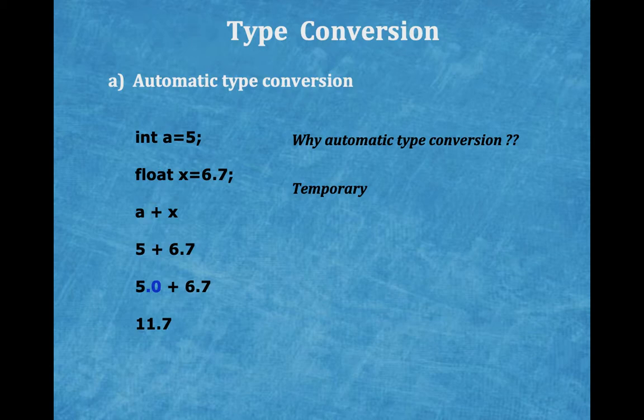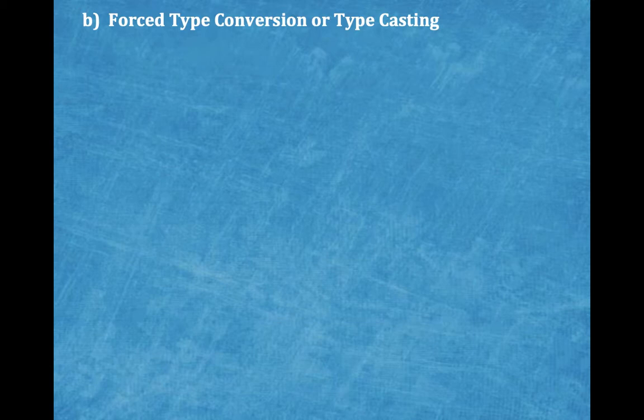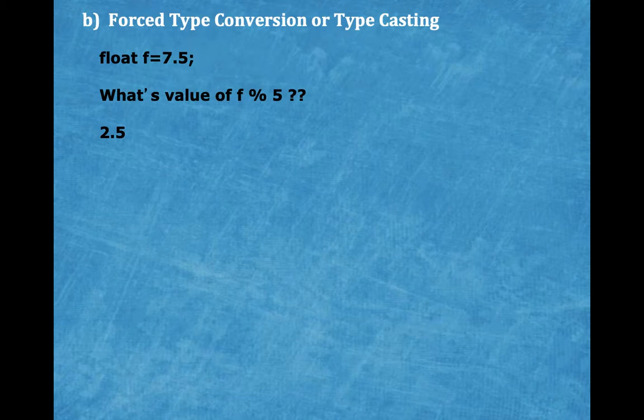Now let's go to another important topic called forced type conversion, or more popularly it is called type casting. To understand this, take example of a float variable f with value 7.5. Now can you tell me what will be the value of f modulus 5? Will it be 2.5 or will it be 2? The answer is that if you do f modulus 5, this expression is invalid. Do you know the reason why? The reason is that you cannot perform modulus on float. You can perform modulus only on integers and characters. So that's why if you write something like f modulus 5, the compiler will report an error.